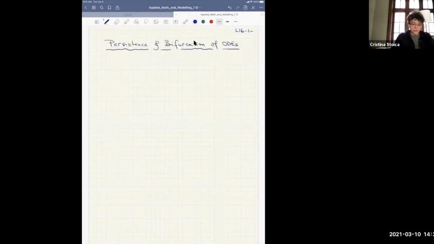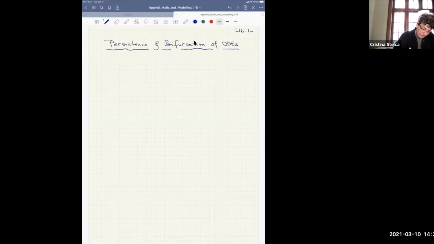Okay, today we're talking about persistence and bifurcations of equilibria in nonlinear ODEs. In any case, we'll talk about the math behind it. So first, let's set up the problem. I know I started something last time, but let's see what the idea is, and then we go into the math.